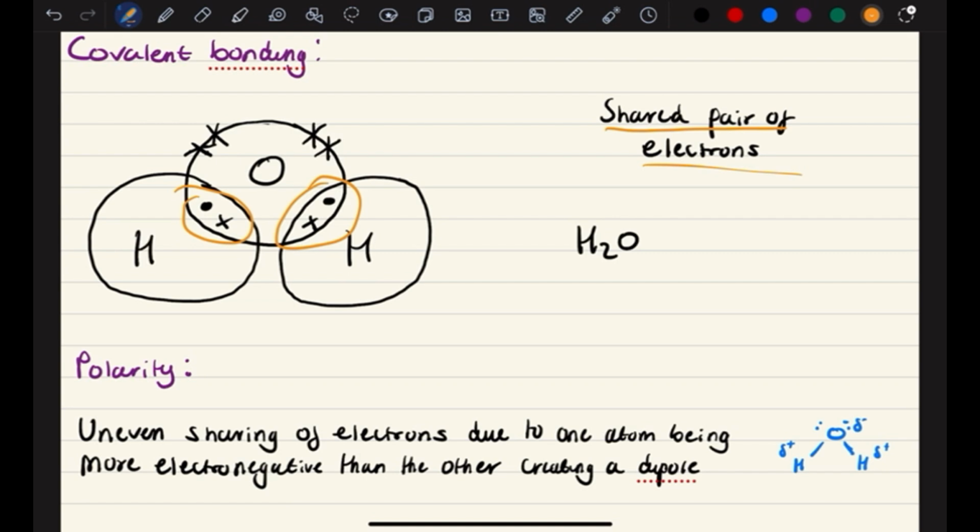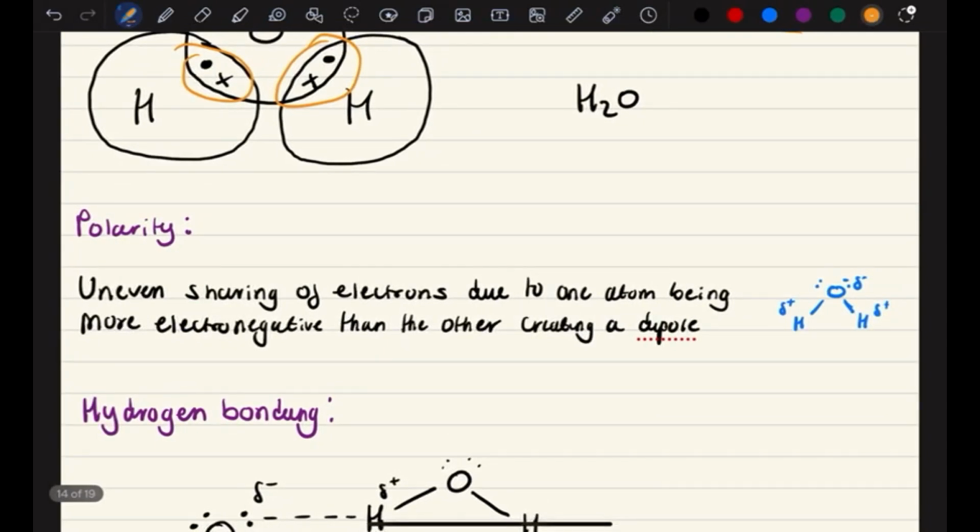Now, when we have covalent bonding, we can also have this concept called polarity. In terms of polarity, we define that as an uneven sharing of electrons due to one atom being more electronegative than the other, which gives a dipole. Really confusing, so let's break it down. What we mean is that in the molecule, one of the atoms is going to attract that shared pair more strongly than the other one. In water, it's going to be oxygen. So oxygen is going to attract that shared pair of electrons more strongly, bringing it closer towards itself, which is going to create a slightly negative charge in a way, and that's what we call a dipole.